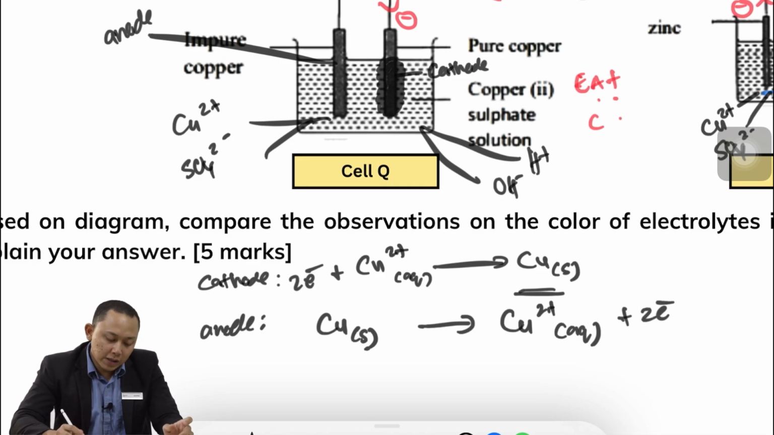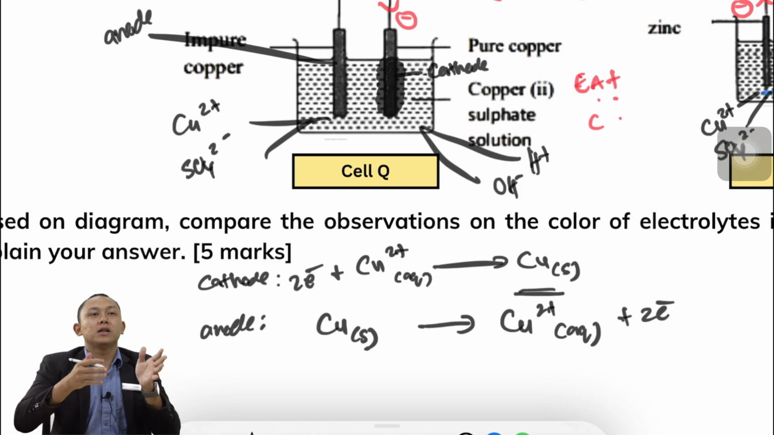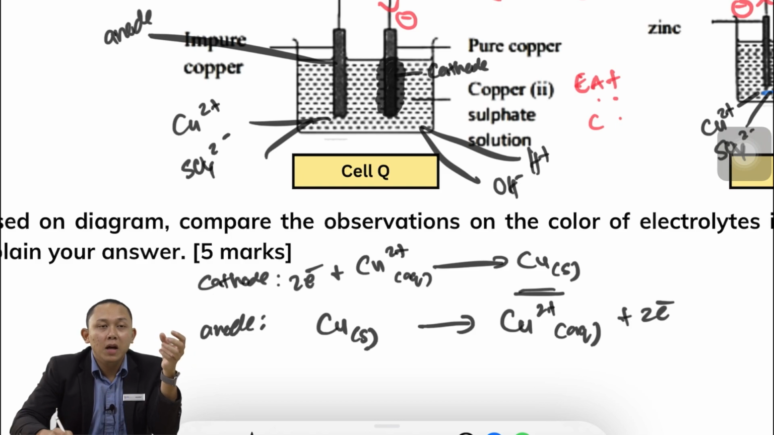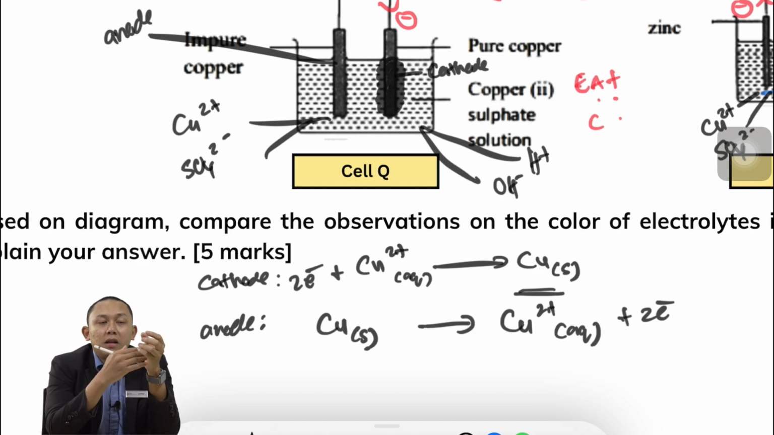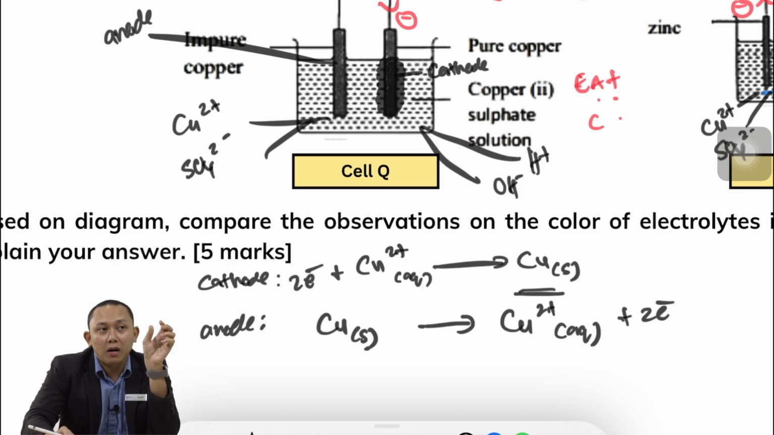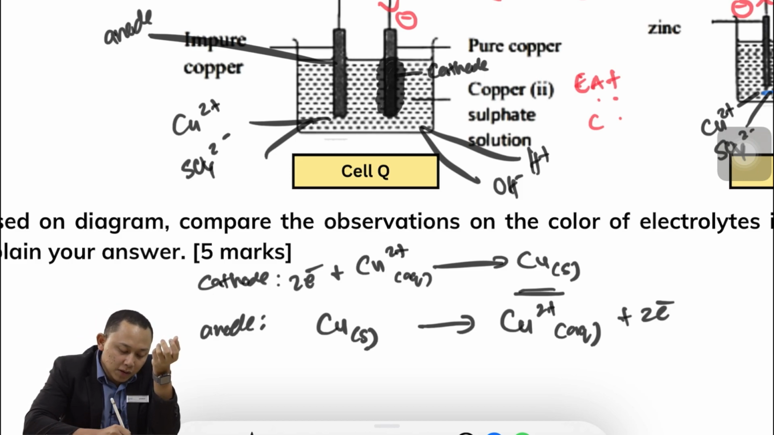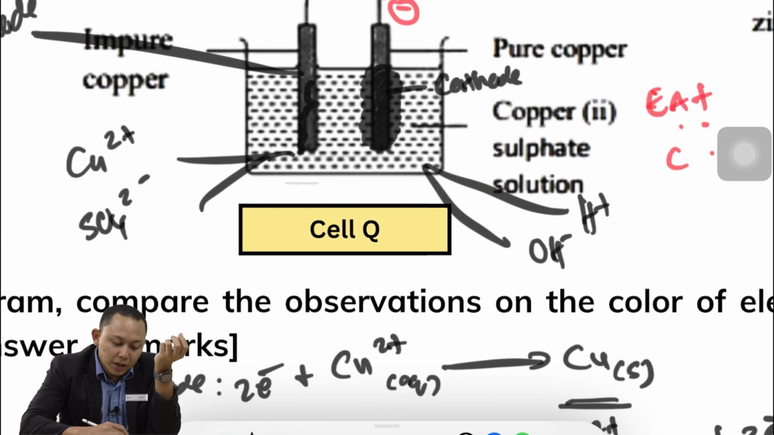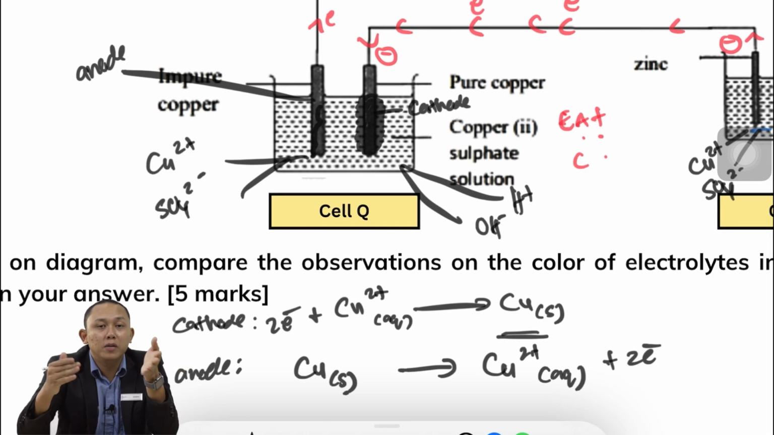So you can see that when the solid metal changes into the ion, the Cu atom inside the metal is going to ionize to form Cu2+, going into the solution. So the observation you can see from the anode side is that the copper metal is going to become thinner or smaller, or the weight is going to reduce. So this side is going to become smaller. The reason is that, as I mentioned, Cu is going to become Cu2+.